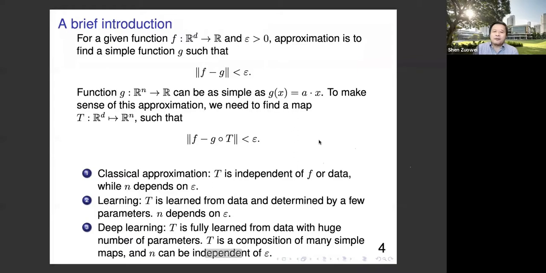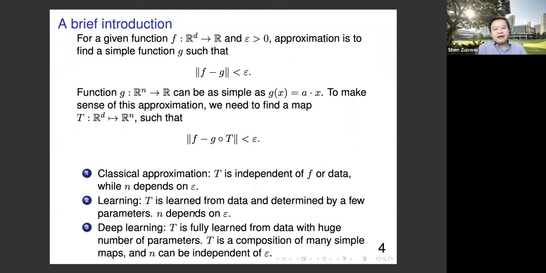What is the classical approximation doing? In the classical approximation, T is chosen independent of your F or your data, but it depends on the epsilon and N. If you want a small epsilon, you normally need a large N.